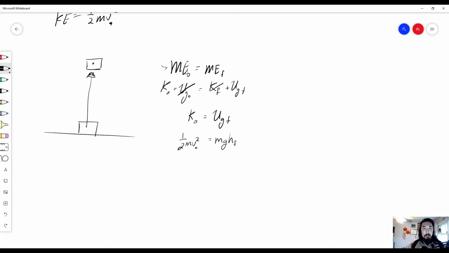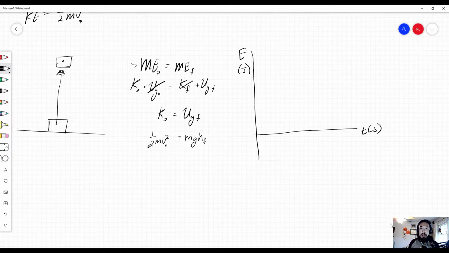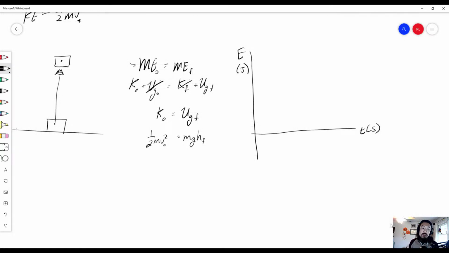So if we were to come up with a graph for this, we will come up with an energy versus time graph, and the time will of course be in seconds and the energy will be in joules. And so if we take a look here, we know that in the beginning it's all kinetic energy, and that kinetic energy quickly turns into gravitational potential energy. If I remember, I use red for gravitational potential, and it's going to follow that same shape.